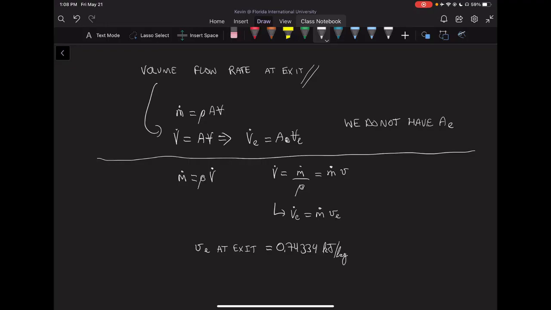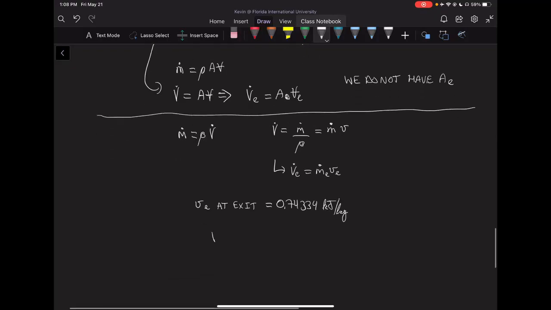And we can now just plug in our values. We know that the mass flow rate at the exit is the same as the mass flow rate at the inlet. So we're left with V dot exit is equal to 2.082 multiplied by 0.74334. And we get a value of 1.55 meters cubed per second. So it makes it pretty easy to solve.